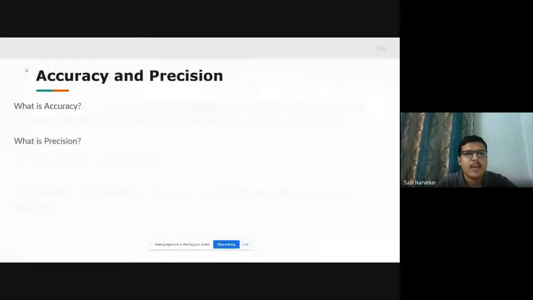Okay, moving ahead then. So this is something which I myself, when I started my Six Sigma journey, found very interesting. Could someone from the audience tell me what is accuracy and what is precision, and what's the difference between these two things? Could someone volunteer?